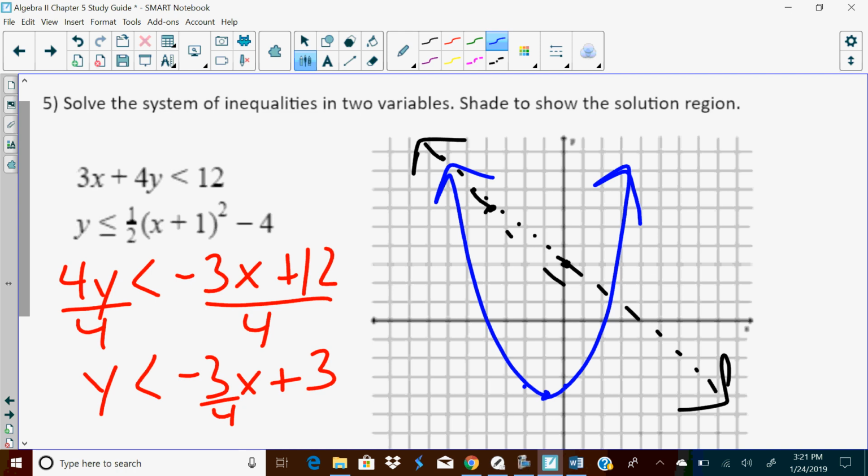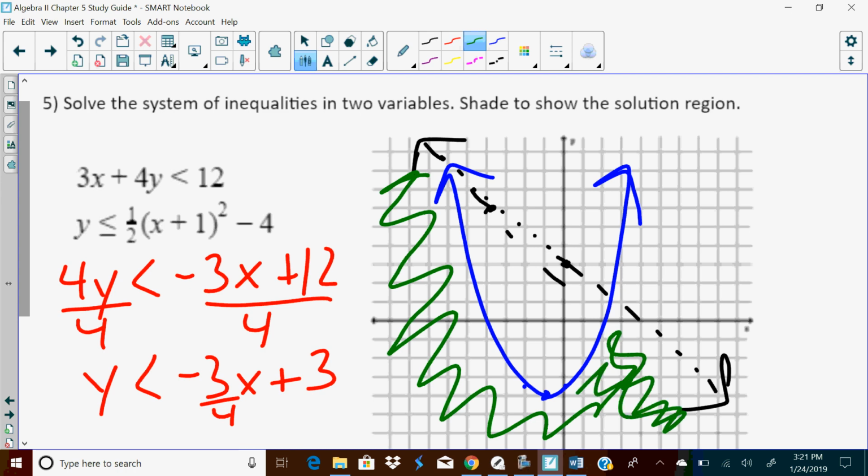So then they're both less than, which means when we go to shade, we're going to shade just underneath them both. So the shading would happen right here. Okay.